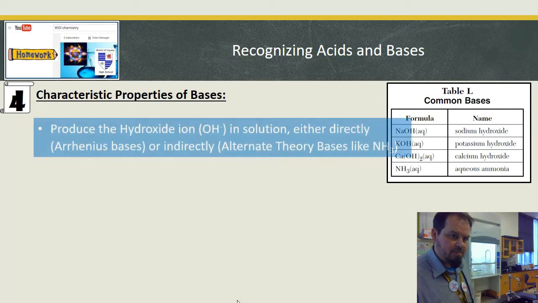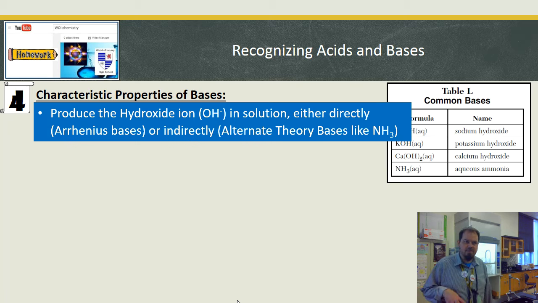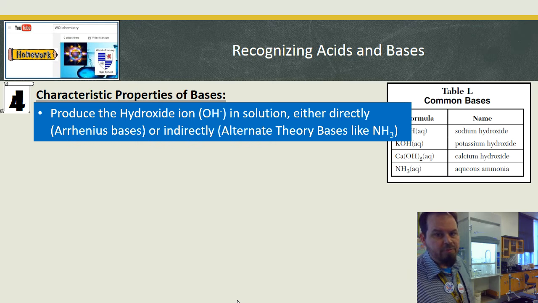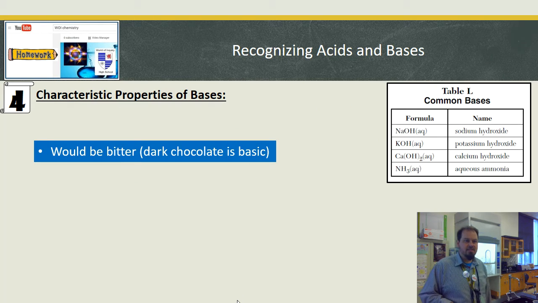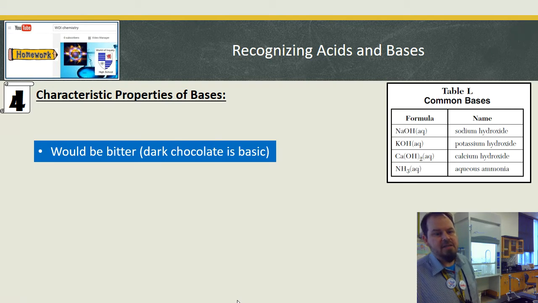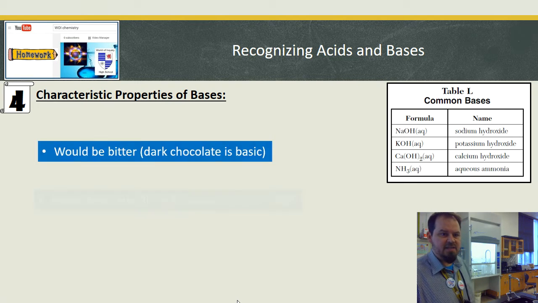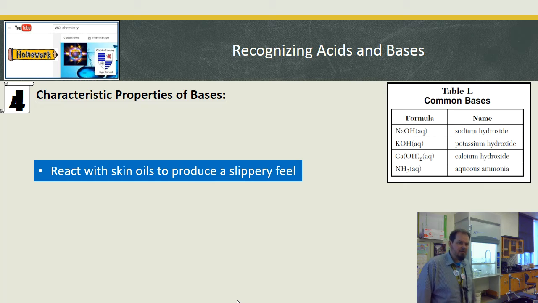Bases have slightly different properties, not completely different, but some. They produce hydroxide ions, OH minuses, in solution, either directly or indirectly. We can talk about both theories now for bases. Bases are bitter. Dark chocolate is slightly basic because it gets its bitter taste from a base inside there. It's also in soaps. They react with skin to produce a very slippery feel.